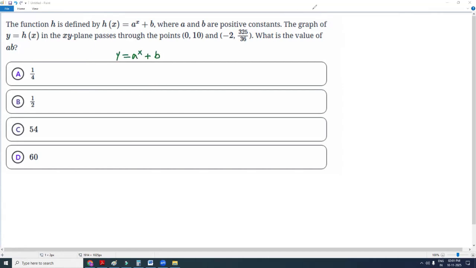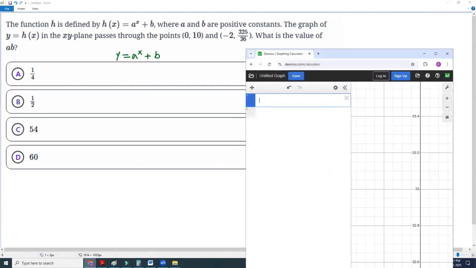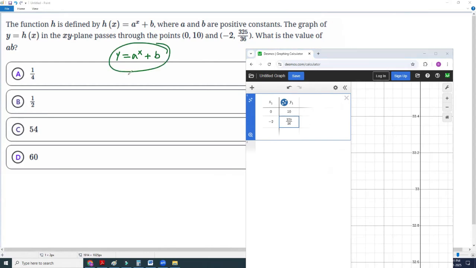Now we can use Desmos to solve this problem. Okay, now let me take the Desmos. In Desmos, first I have to give the 2 points we have over here as the input. For that we have to click on this plus sign, go to table. So the first point is 0, 10, and the second point is negative 2, 325 divided by 36.